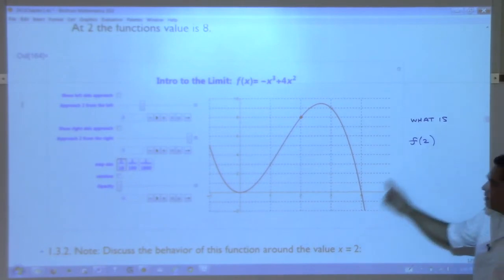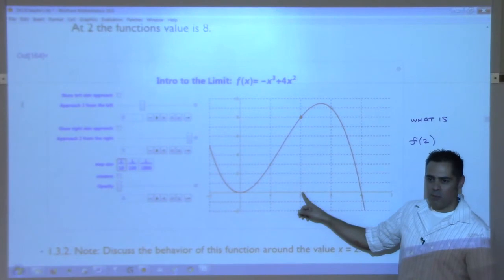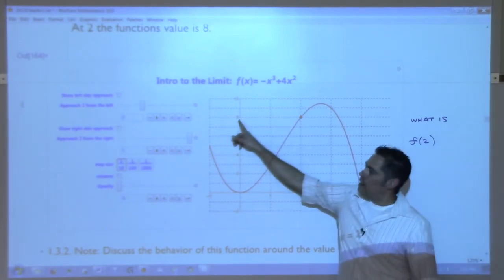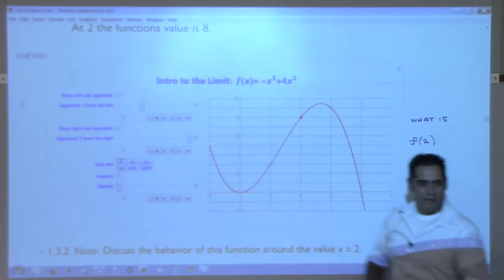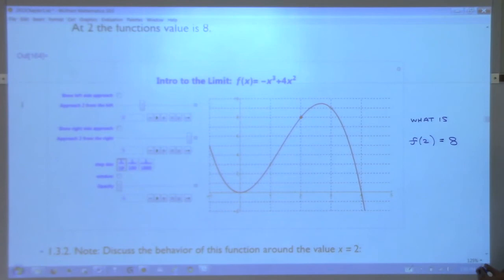F of 2 means when you go out to 2, right? What point corresponds to that? On the y-axis you go up, right? Figure out what that value is. It's 8. Very straightforward. And that is college algebra.